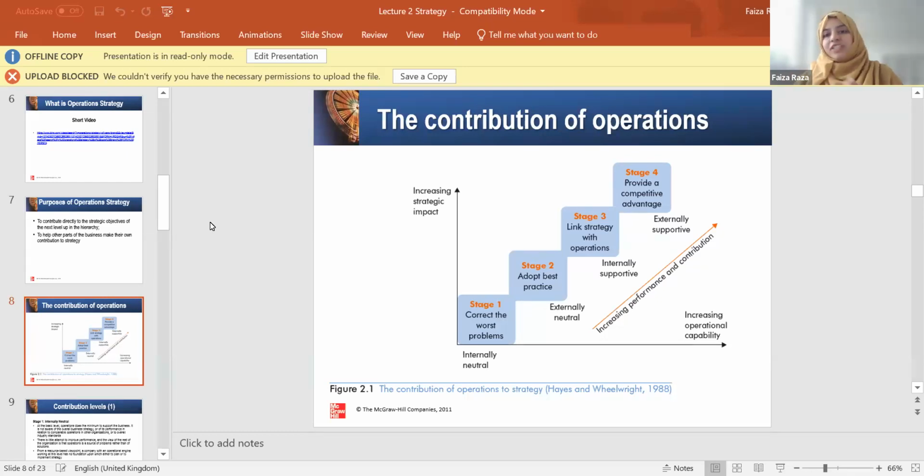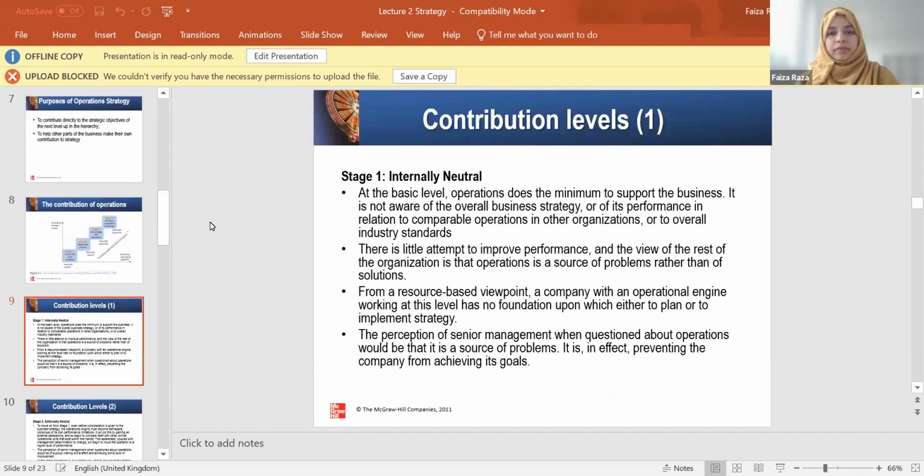So at the first stage you will be creating basic strategy, basic problem solving. And by stage 4 you will be creating some kind of difference in your product or service, which is different from others in the same industry. So one by one we will be discussing these contribution levels.